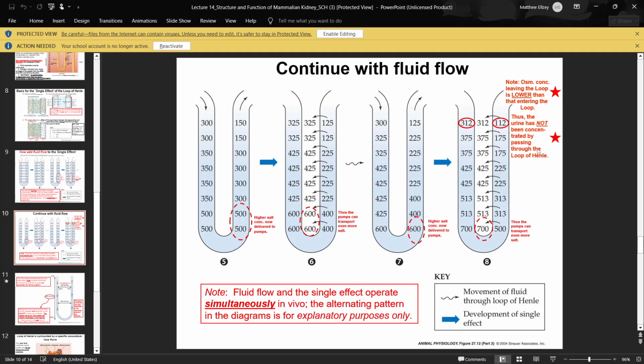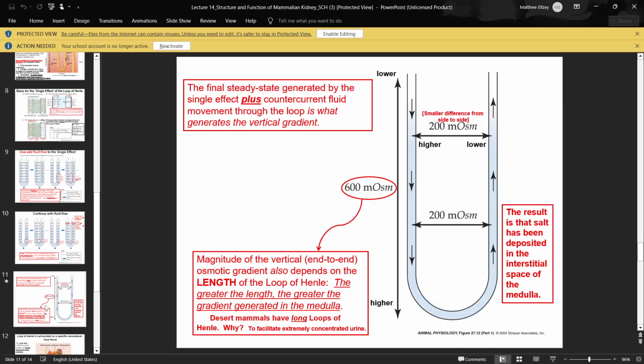Thus, the urine has not been concentrated by passing through the loop of Henle. This is not concentrating the urine. The pumps are pumping more and more salts out, but the loop of Henle is not actually concentrating the urine, because the osmotic concentration leaving the ascending limb is actually lower. Just trying to drive home that this fluid flow creates an osmotic gradient, but it is not the actual mechanism by which we are concentrating the urine.